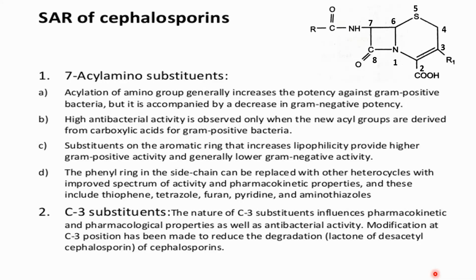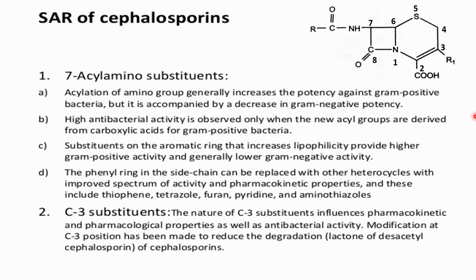Now let's discuss the SAR of cephalosporin. Here on the screen you can see the common structure of cephalosporin, and the numbering starts from the nitrogen, then the carboxyl group, then R1, then 4th, 5th, 6th and 7th position. The cephalosporin is divided into two major portions. At the 7th position, R is the acyl amino side chain, and on the third position is R1. Modification of R1 and R gives different derivatives of cephalosporin.